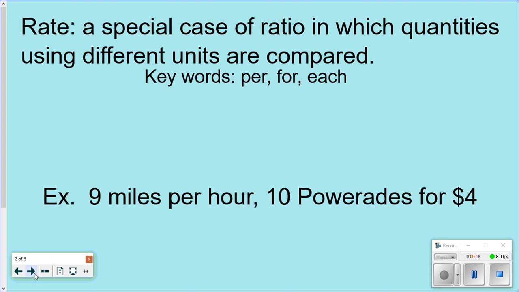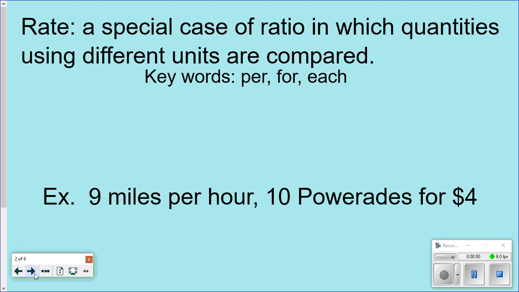A rate is comparing two different things. I'm going to read the definition. It says a special case of a ratio, and we talked about ratios the other day, in which quantities using different units are compared. The units could be miles and gallons, or so many items for so many dollars, or there are so many different unit rates out there. Some keywords for rates are per, for, and each, and you'll see them in my examples down here.